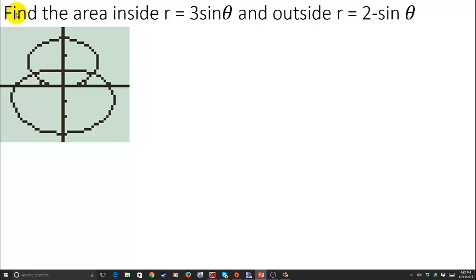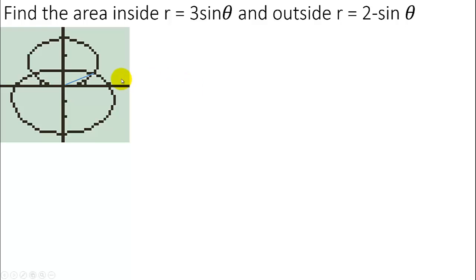Find the area inside the circle and outside the convex limacon. So here we have the circle, and down below we have the limacon. Now when we sweep this magic windshield wiper around, we want all of the windshield wiper, all of it to the circle, but then minus the limacon right here, leaving the area in between.